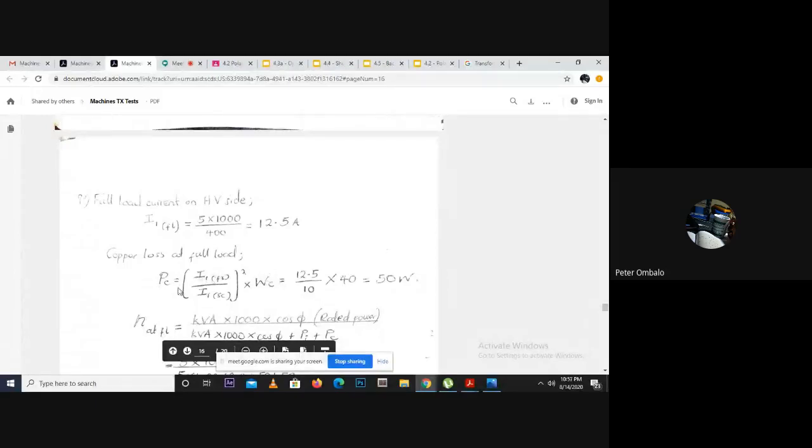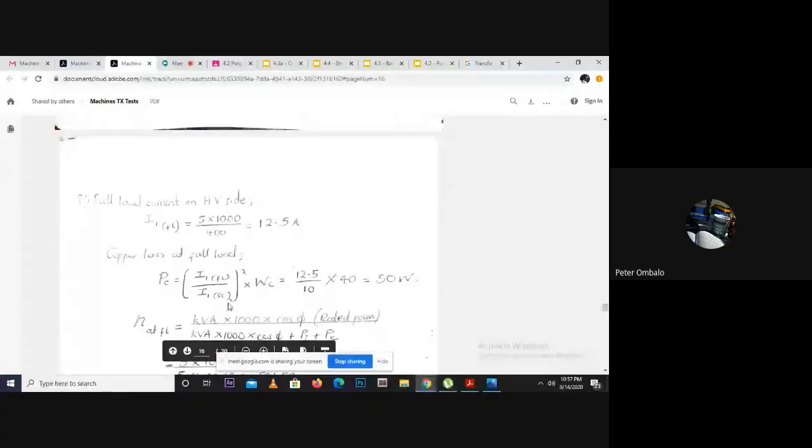particular point. Remember, this formula here is used when calculating the copper losses at a particular operating point. So first you obtain the current at that operating point. In this case, it was full load. So we use the rating of the transformer to get the current. And then now we multiply it by what the wattmeter read during the short circuit test.